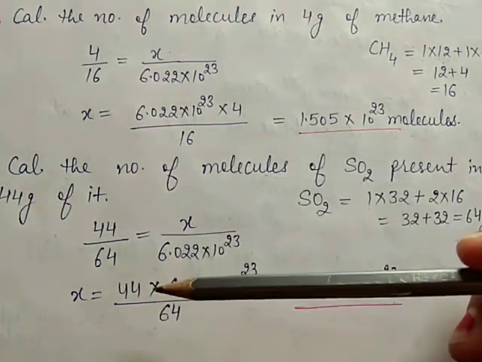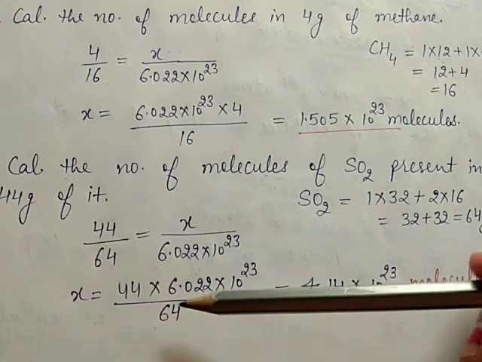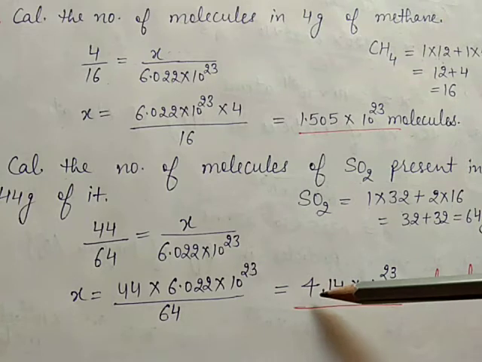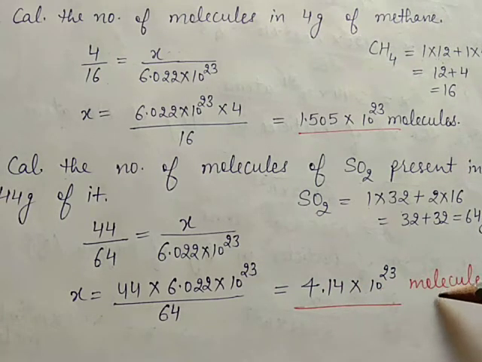X is equal to 44 multiply 6.022 into 10 raised to power 23 divided by 64, that is equal to 4.14 multiply 10 raised to power 23 molecules.